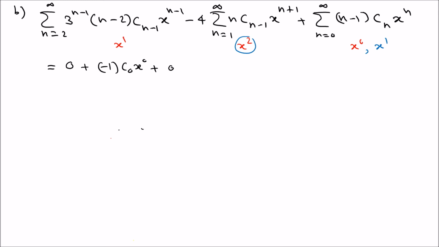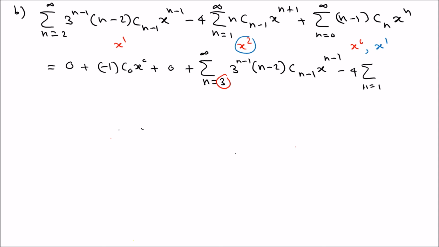Now we're going to rewrite the rest of the power series with the rest of the index. So the first one, you only need to plug in one value. That means you start with 3. That's very important, because you already wrote the first term. So start with 3 to infinity. Then you can see this is n minus 1, n minus 2, c n minus 1, x to the n minus 1. From the second one, you can rewrite it as it is. So it is 4 sigma n going from 1 to infinity, n c n minus 1 x to the n plus 1.